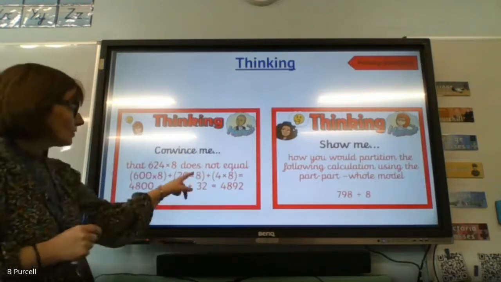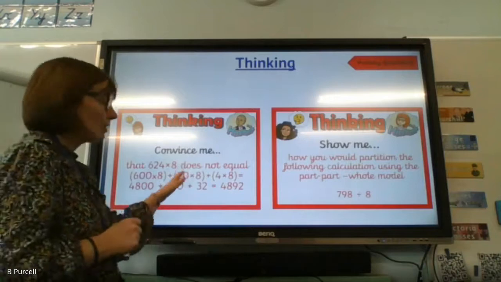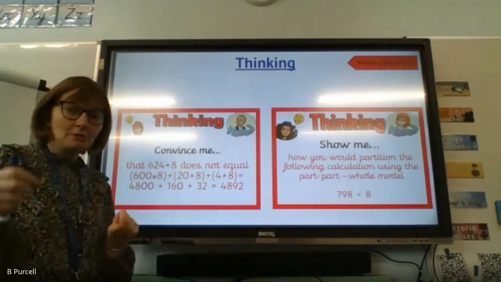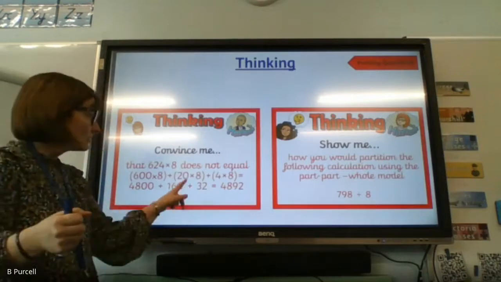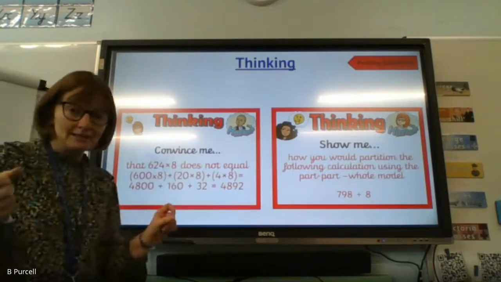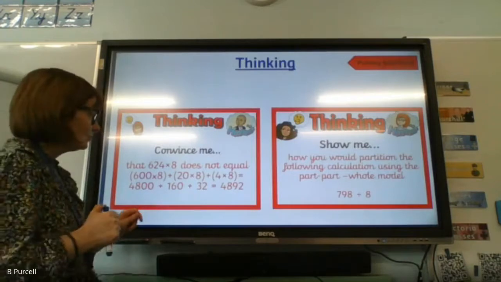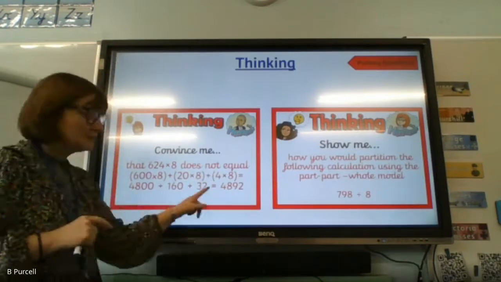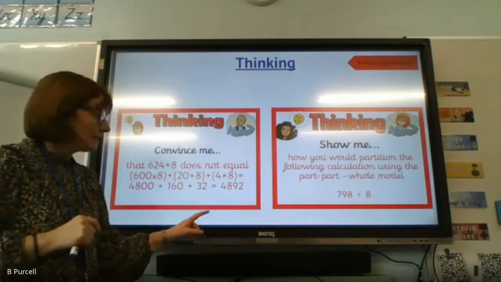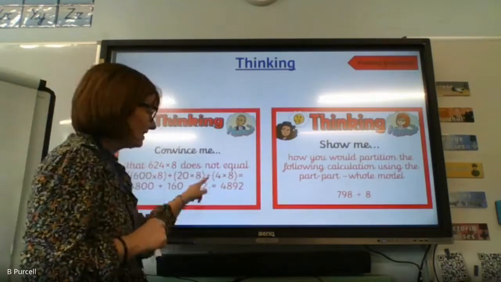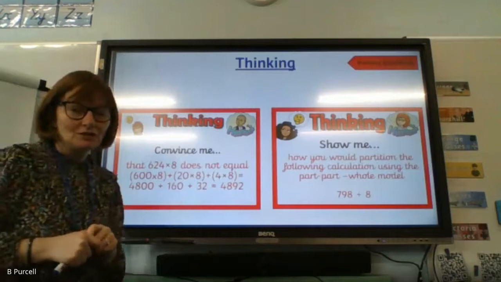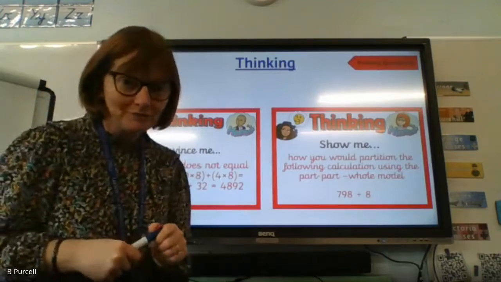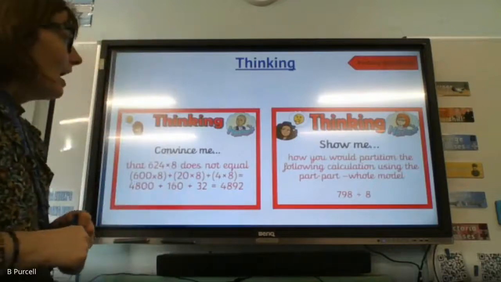And the same with 20 times 8. You could say 8 times 2, I know that, but 20 has a 0 on it. I'm multiplying by a tens number, so I need to make sure that my answer has a 0 in the units column. And then 4 times 8, and then do your addition and see if you get the same answer, 4,892. Hopefully, fingers crossed, you won't. So, thinking.